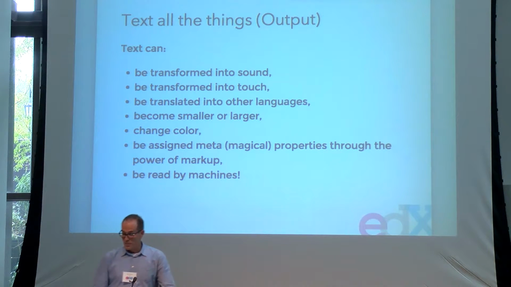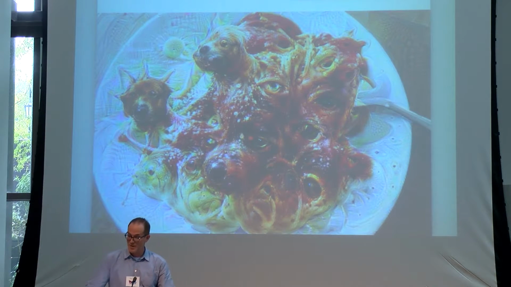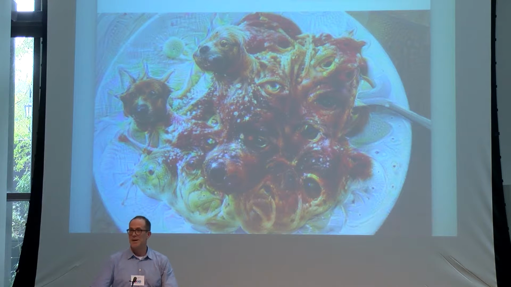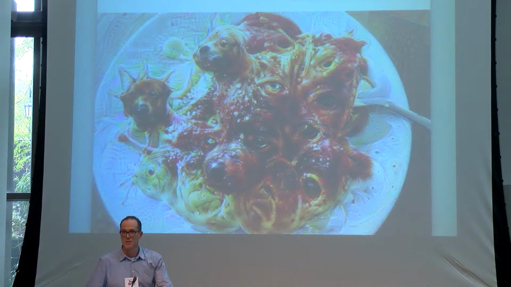Don't get me wrong, computers are getting better at understanding images too. But until Google stops seeing chihuahuas in your spaghetti and meatballs, it's going to be up to humans to create useful text alternatives for images. This is an example of Google's inceptionism algorithm trying to figure out what this plate of spaghetti was.